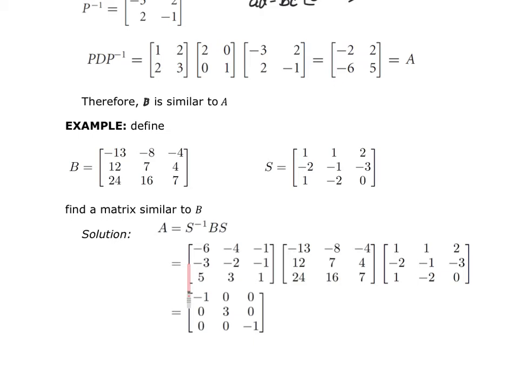So, of course, I'm going to find the inverse, using the regular ways of finding the inverse. This is the inverse of S. Here's my B matrix, and here is my S matrix. And when I do this matrix multiplication, I get this matrix, which is actually kind of a nice matrix. It has diagonals of -1, 3, and -1. That's a really nice, similar matrix to this matrix here.